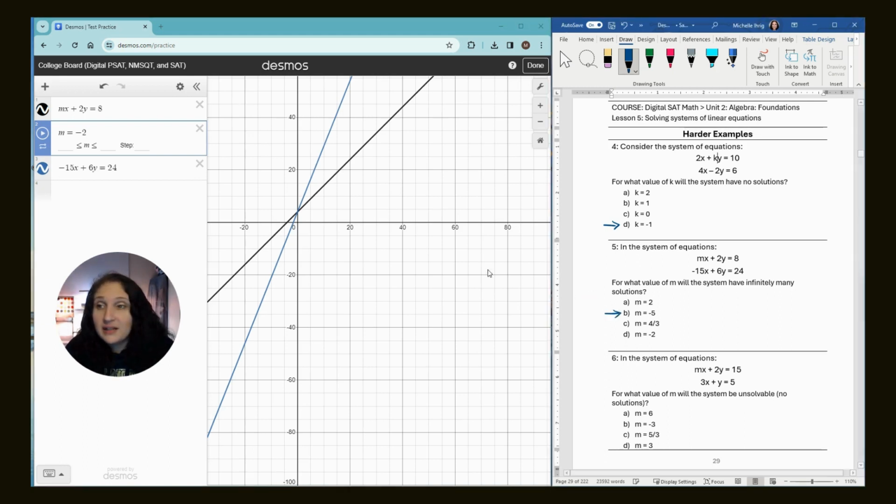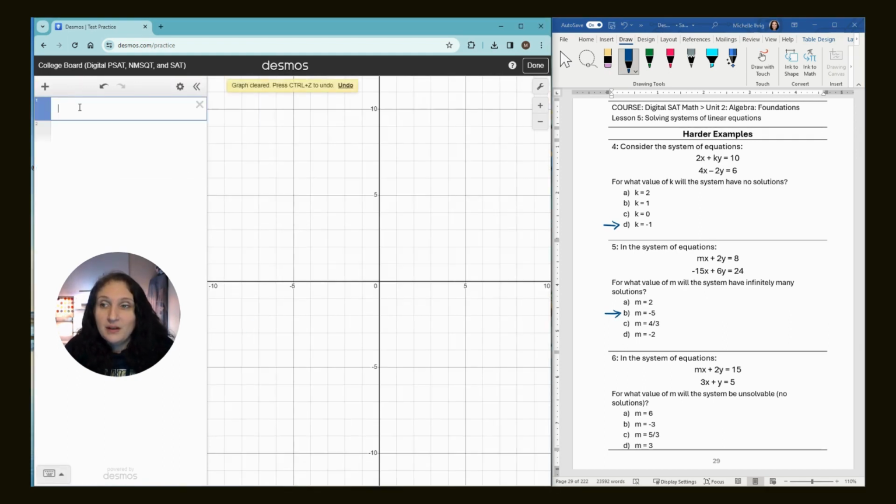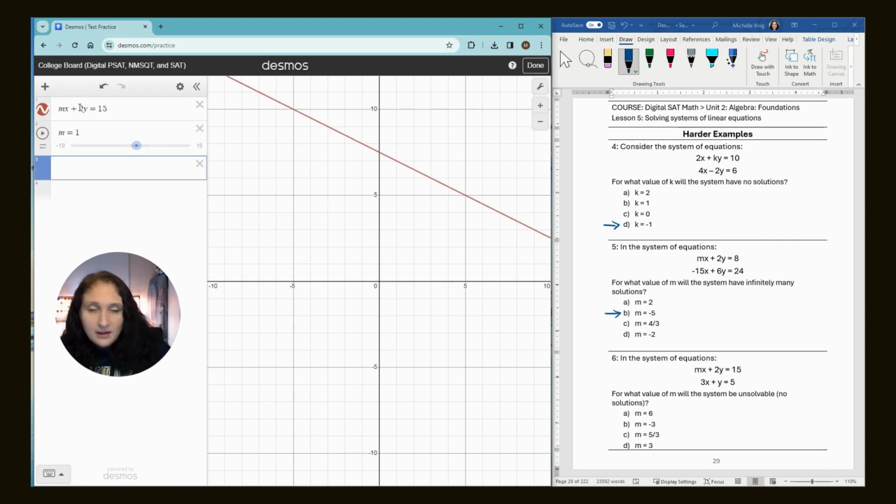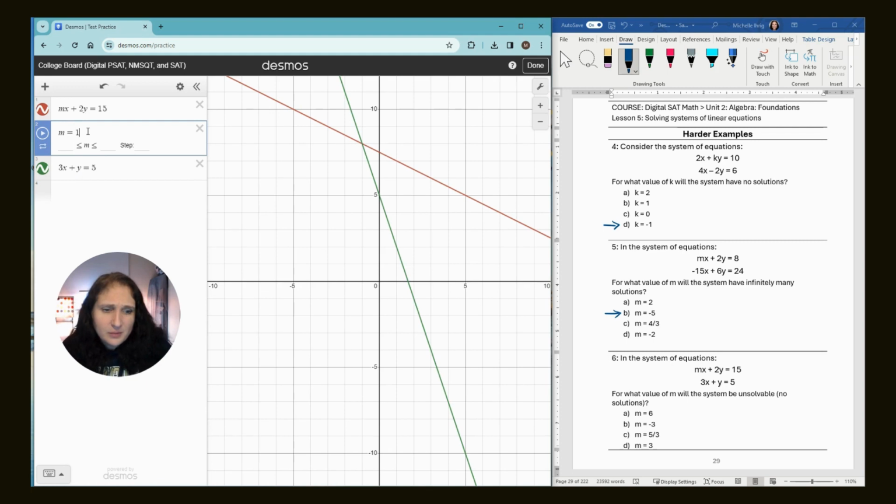All right, let's look at the next one. I'm going to hit this gear and hit delete all. You can also just do XXX. All right, we've got mx plus 2y equals 15. My second one is 3x plus y equals 5. Okay, and this time we're going to just type it in since it's multiple choice. And again, it says will be unsolvable, no solutions. So remember, no solutions means parallel lines, not the same line, parallel lines.